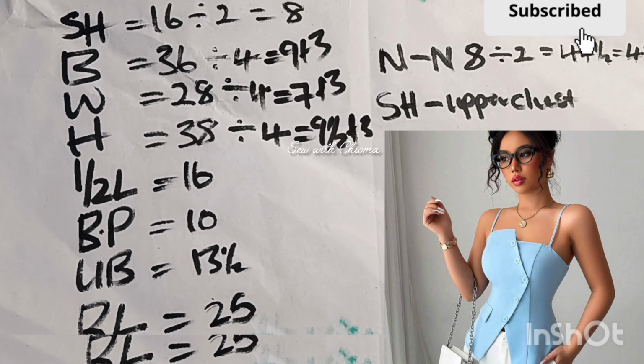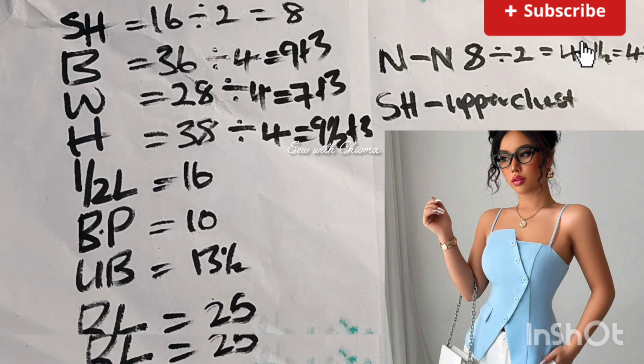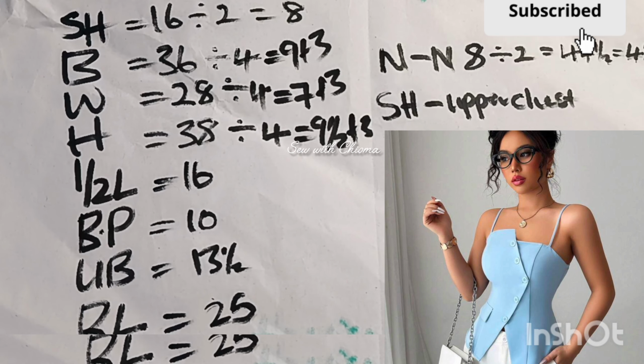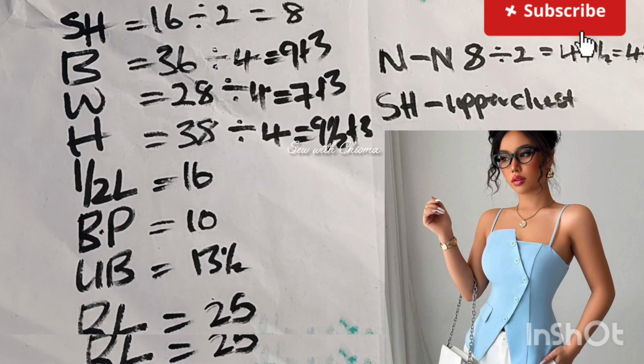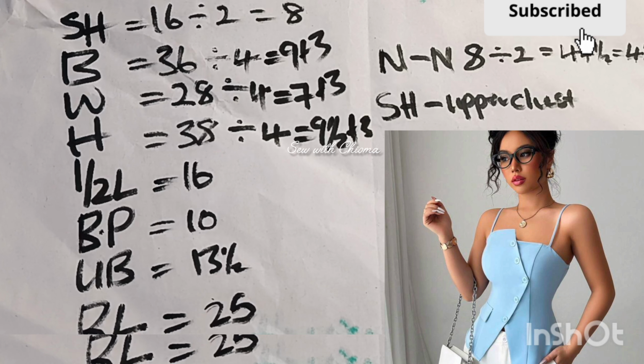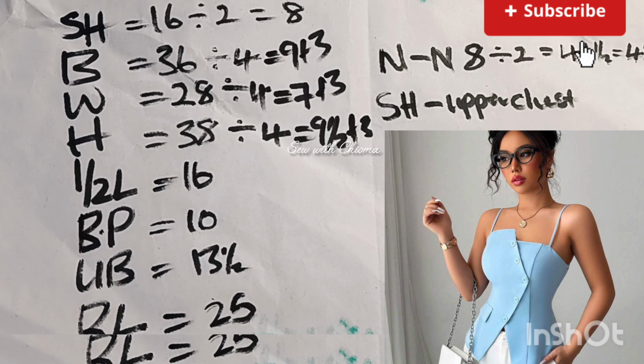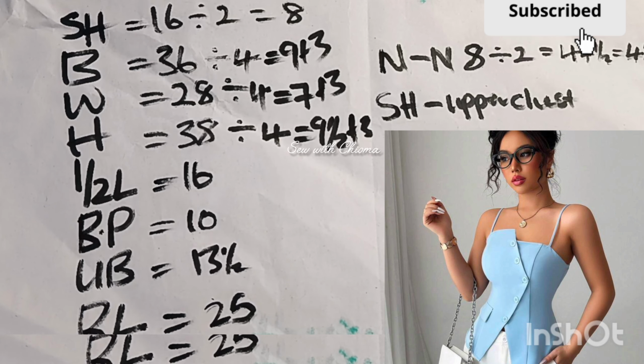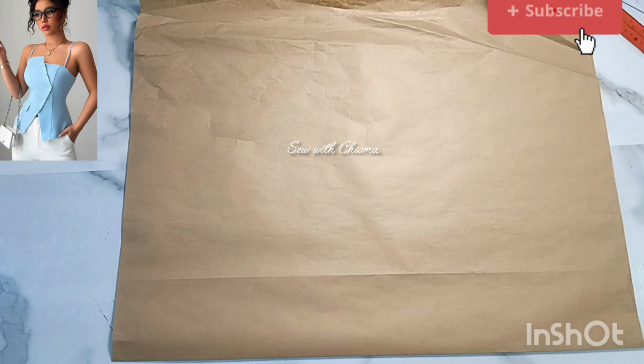Now, this is the calculation. So I added for my sewing allowance, and please, yours should be 4 inches. You can work with 4, you can work with 5, but I'm starting with 3. 3 is the minimum you can go. All right, this is more like a strapless bustier, and it's an overlap. You can see there is a button at the front.